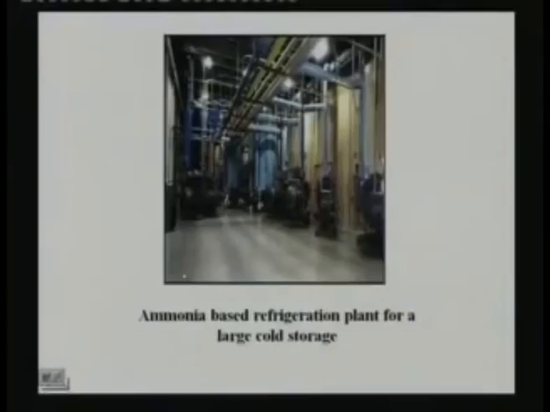Let me show you a typical refrigeration plant for a cold storage. This shows the photograph of an ammonia based refrigeration plant for a large cold storage. Normally ammonia is one very popular refrigerant used in large cold storages. You may be remembering that in the last 2 classes I mentioned that ammonia is very good for large systems because of its excellent properties, and also because it's inexpensive and easily available. So most of the cold storages use ammonia as a refrigerant, and here the photograph shows a large refrigeration plant for a cold storage system.